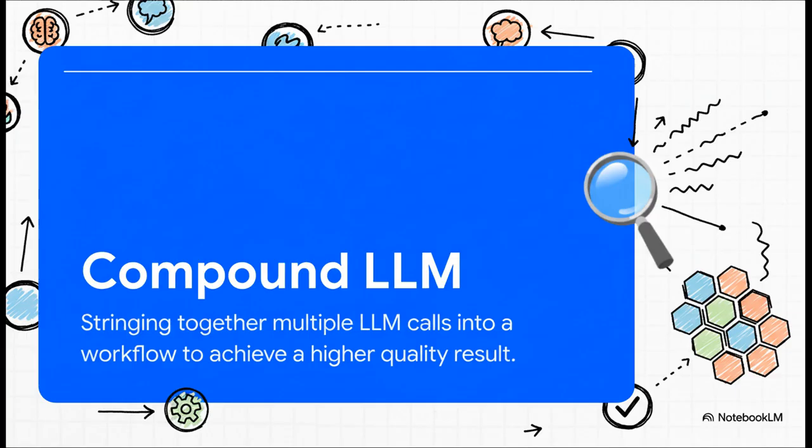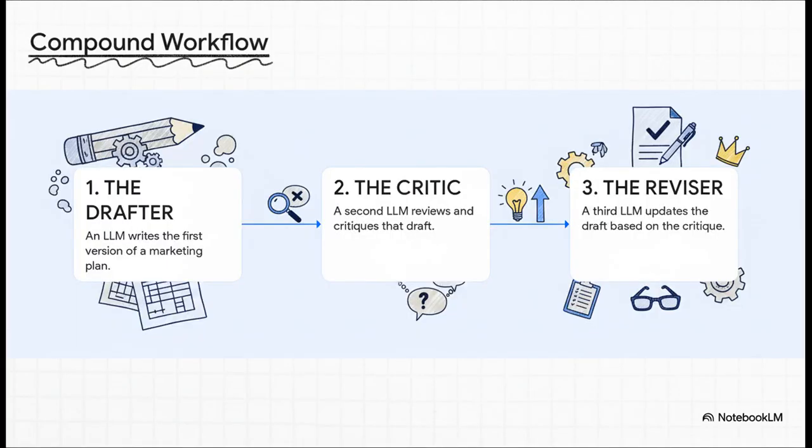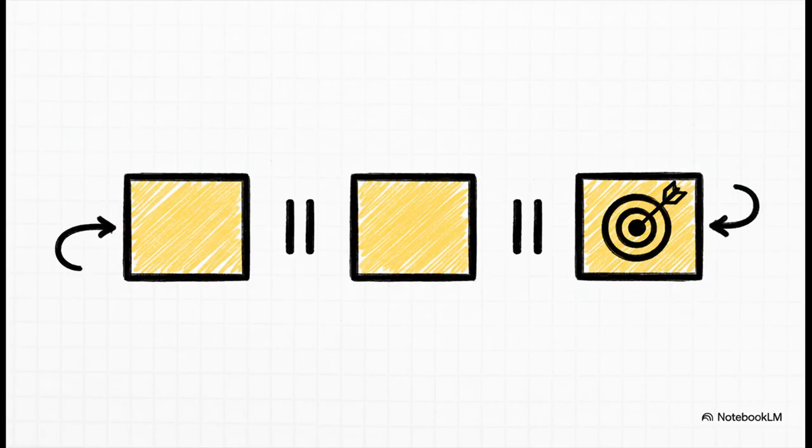The result is almost always a much, much higher quality output. Let's make this real with a simple example. Let's say we need a marketing plan. So the first AI is our drafter. It just creates the first pass. Then we take that draft and hand it to a second AI, the critic, whose only job is to poke holes in it and find all its weaknesses. And finally, a third AI, the reviser, takes the original draft and the critique and creates a new, much stronger version. You see what's happening here?